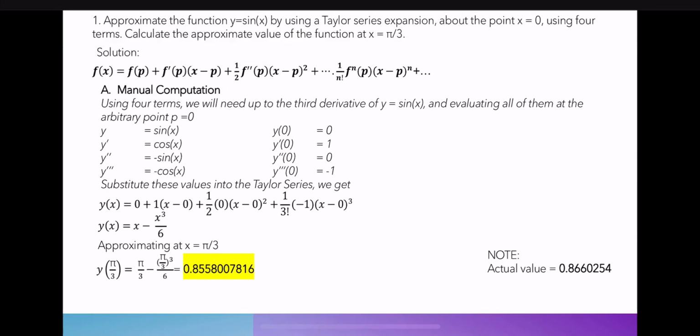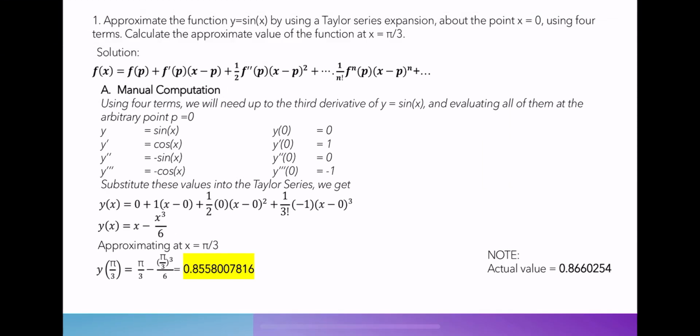So now we have already discussed the definition of Taylor series and the very basic concept of Taylor series. Let's try to answer some illustrative problems. For the first problem, approximate the function y is equal to sine of x by using a Taylor series expansion about the point x is equal to 0 using 4 terms. Calculate the approximate value of the function at x is equal to pi over 3.